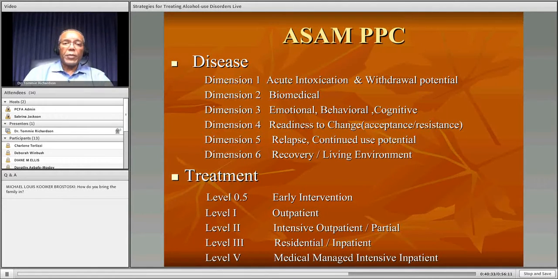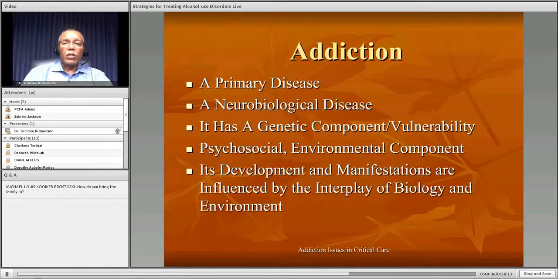And this is the ASAM placement criteria. I don't think this is appropriate, so we're going to move over that. But I want everyone to remember that addiction is a primary disease. It's a neurobiological disease. It has a genetic component of vulnerability, but it is usually precipitated by stress. And I think that's a very important thing to remember. It's a psychosocial, environmental component. It is developmental, and manifestations are influenced by the interplay of biology and environment.